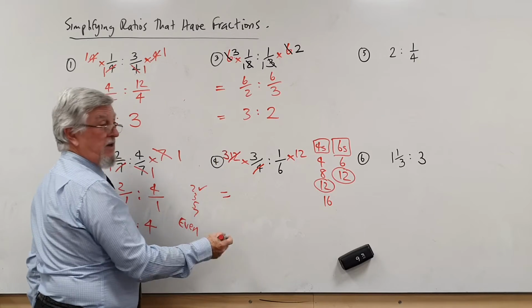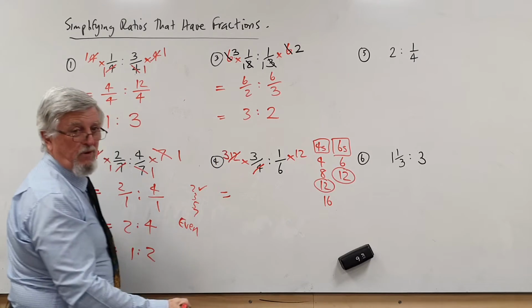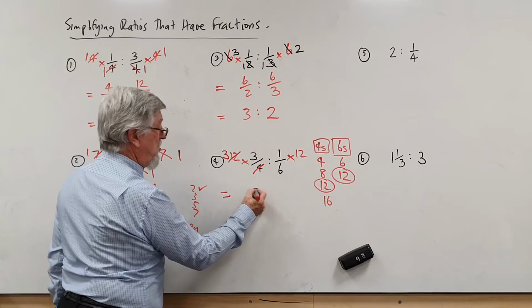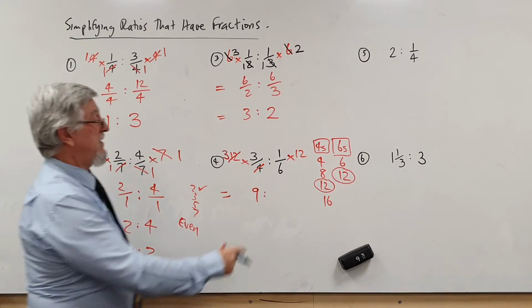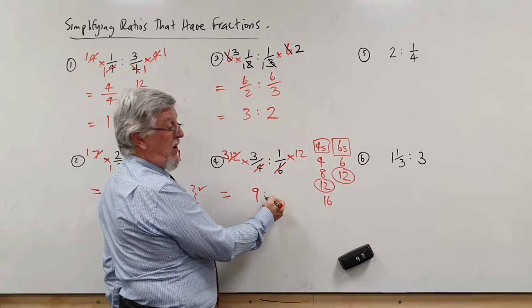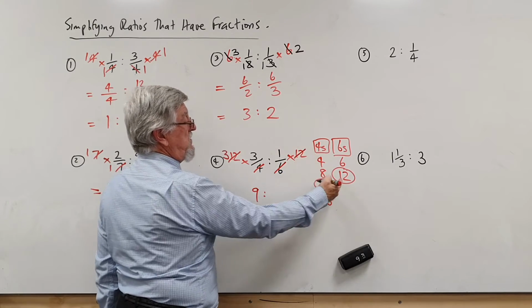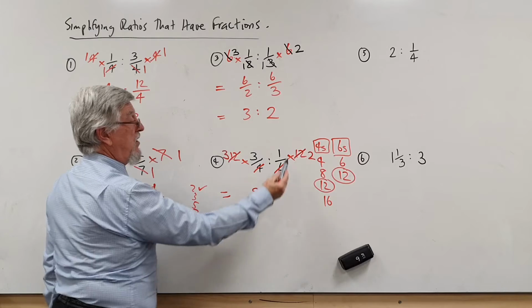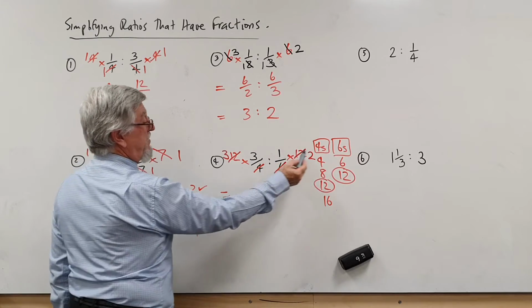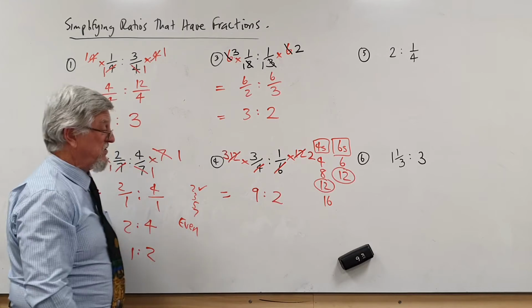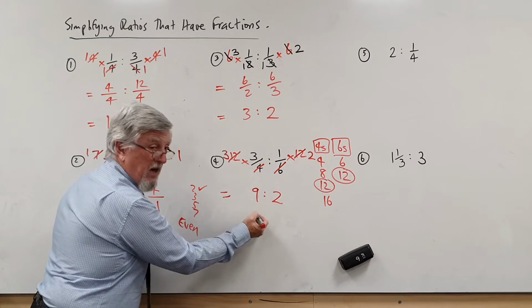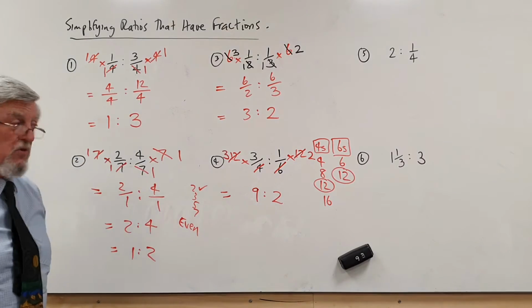And then I can go multiply the tops and multiply the bottoms, and 3 3s are 9, and I don't bother writing the 1 on the bottom. So now I can go 6 into 6 is once, 6 into 12 goes twice, and then I can go 1, multiply the tops, 1 times 2 is 2, and the 1 on the bottom stays as 1. So I don't have to write 9 over 1 and 2 over 1. So that's 9 to 2.